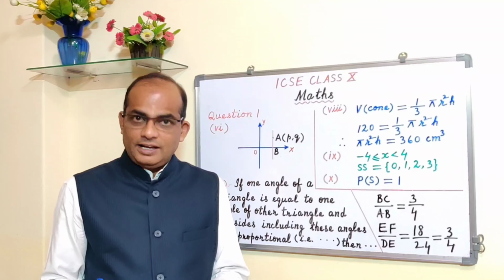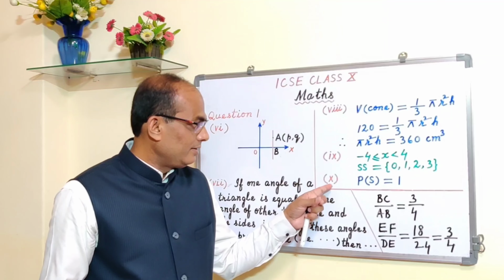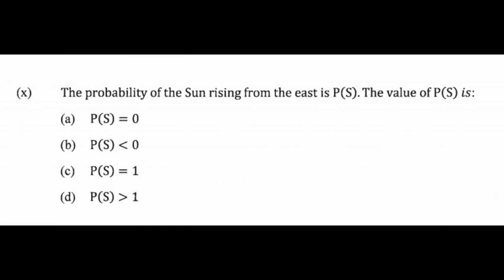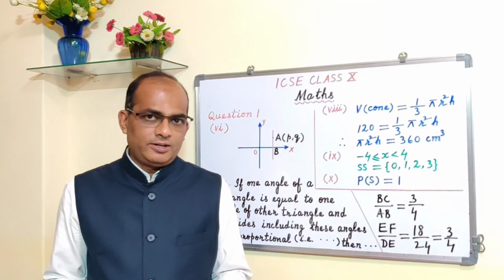And the last sub question for today, sub question 10. The question is: the probability of the sun rising from the east is PS. The value of PS is... 4 options are given and we have to choose the correct option.